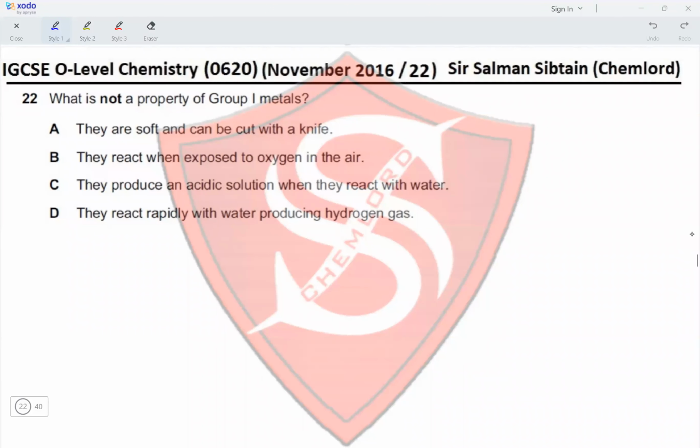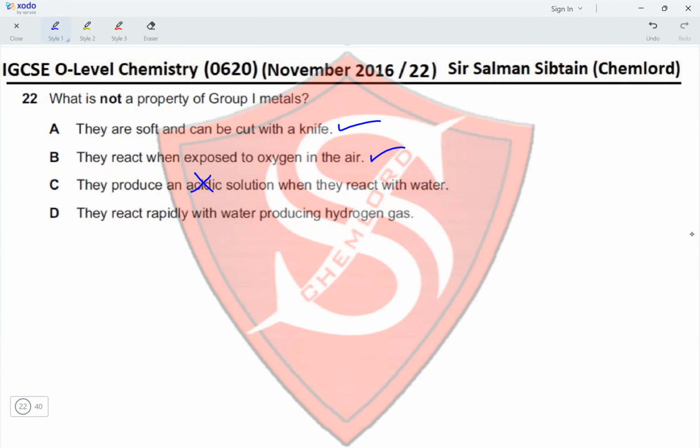Question 22. What is not a property of group 1 metals? They are soft and can be cut with a knife. This is a property of group 1 metals. They react when exposed to oxygen in the air. Yes, they do. They produce an acidic solution when they react with water. No, they will produce an alkaline solution when they react with water.